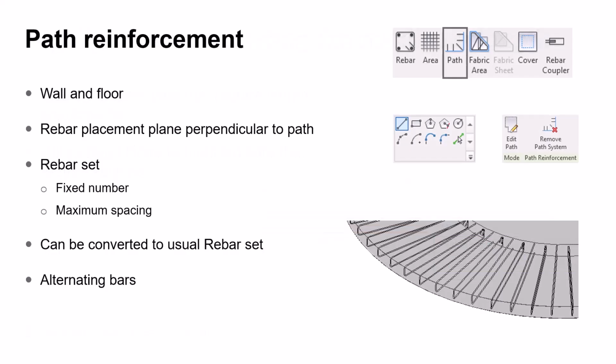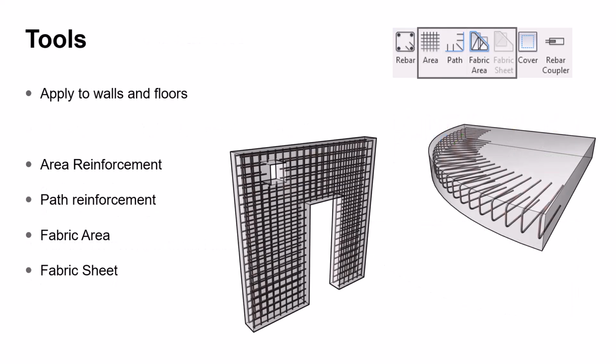Rebar in path reinforcement have the same length but are not parallel to each other. So the rebar is perpendicular to the boundary you specify. So we can also use some common sketch tools to sketch a path populated by a system of rebar. Revit also places a path reinforcement symbol and the path reinforcement tag on the completed sketch at the center of the longest segment of the path. And so these tools simplify reinforcement for walls and floors.